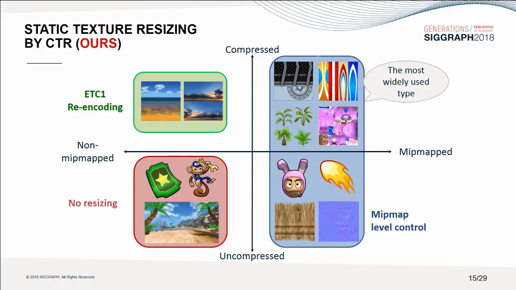We apply a different approach to each type. For min-max textures, we simply control their min-max levels. And in the case of non-min-max uncompressed textures, we do not resize the textures, to preserve fine details. And compressed non-min-max textures are re-encoded to resize the texture.